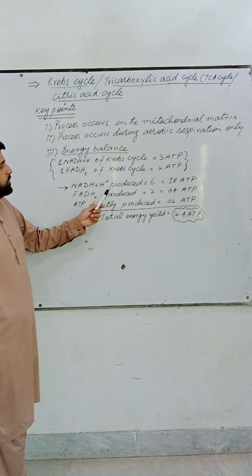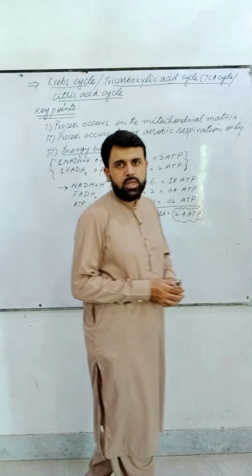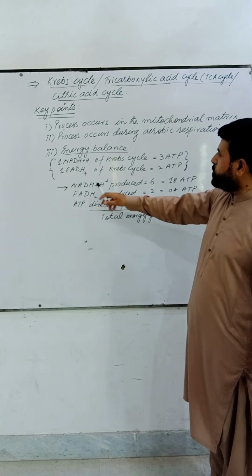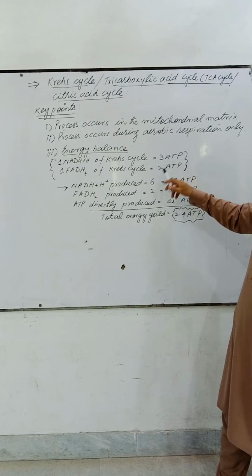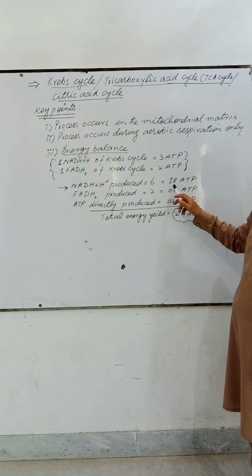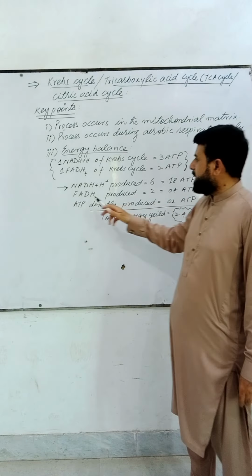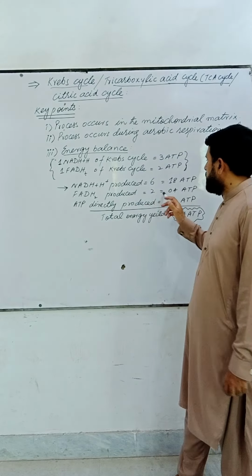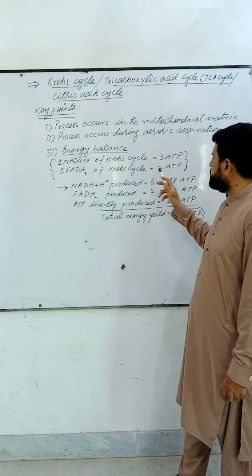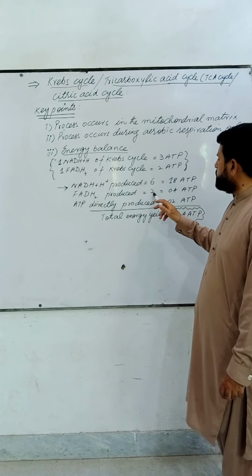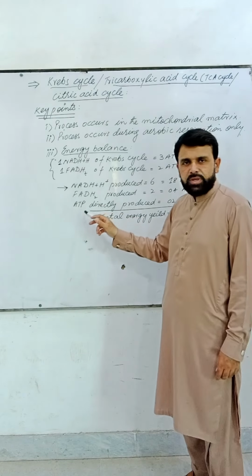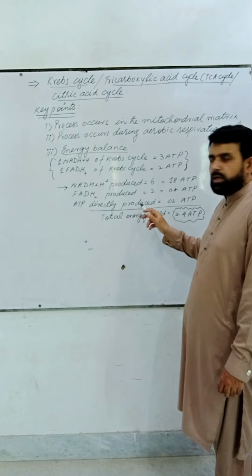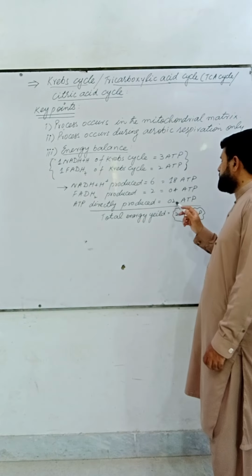NADH plus H plus produced is equal to 6, and as we have discussed, 1 NADH plus H plus of Krebs cycle is equal to 3 ATP, so 6 molecules will be equal to 18 ATP. Next, FADH2 produced is 2 molecules and 1 molecule is equal to 2 ATP, so 2 molecules of FADH2 will be equal to 4 ATP. And next, during one step, ATP molecules are also directly produced, and these are 2.